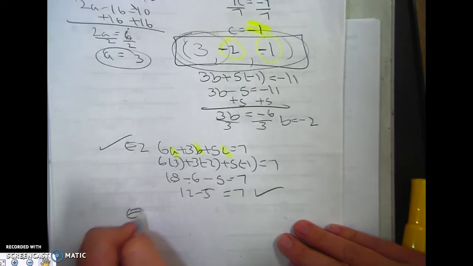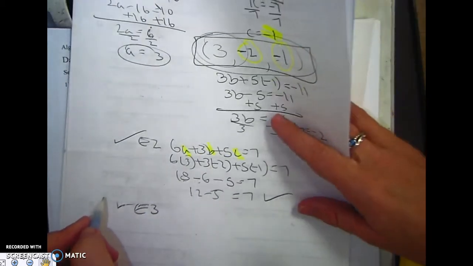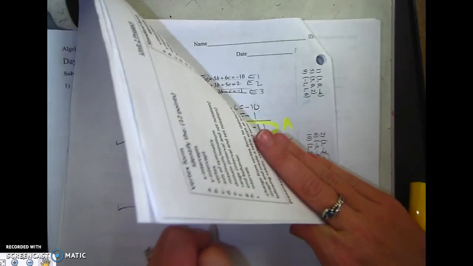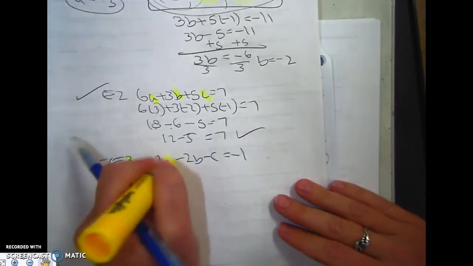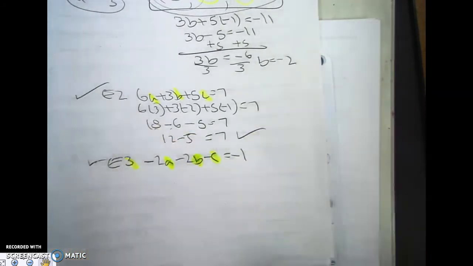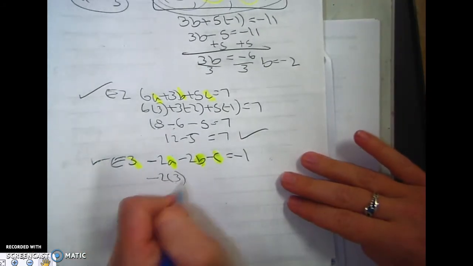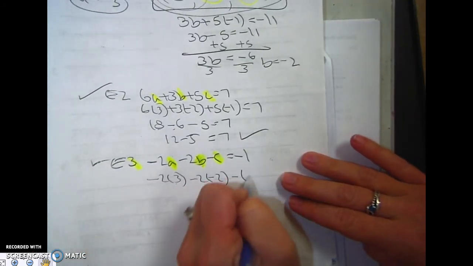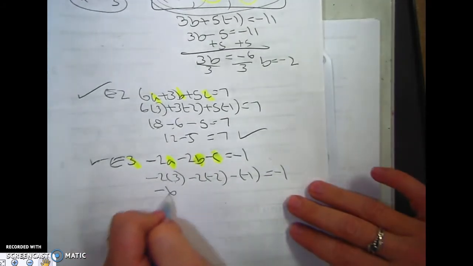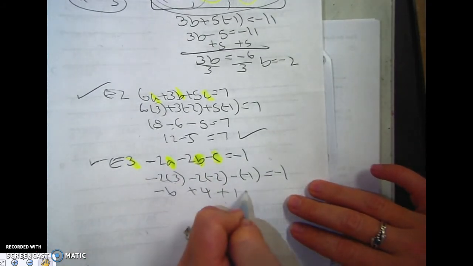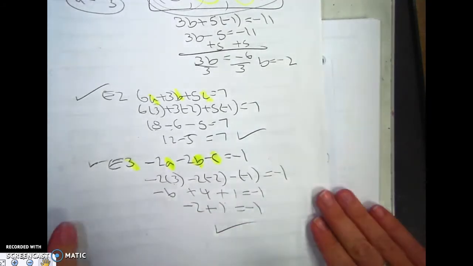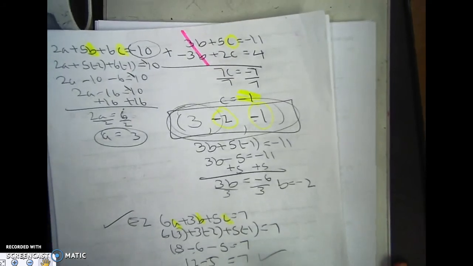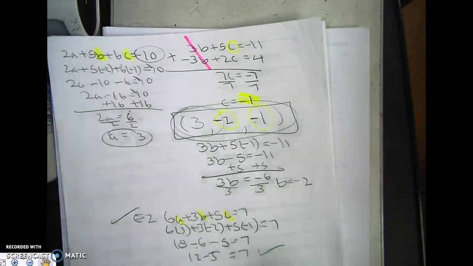I'm going to check it for equation 3 just in case, because I want to make 1,000% sure that I'm good to go. The original equation says this, so I'm going to plug 3 into my A, negative 2 into my B, and negative 1 into my C. Negative 2 times 3 minus 2 times negative 2 minus negative 1 equals negative 1. Negative 6, 2 negatives make a positive, 2 negatives make a positive. Negative 2 plus 1, does that equal negative 1? It actually does. Now I know that I'm good to go. There's number 2.